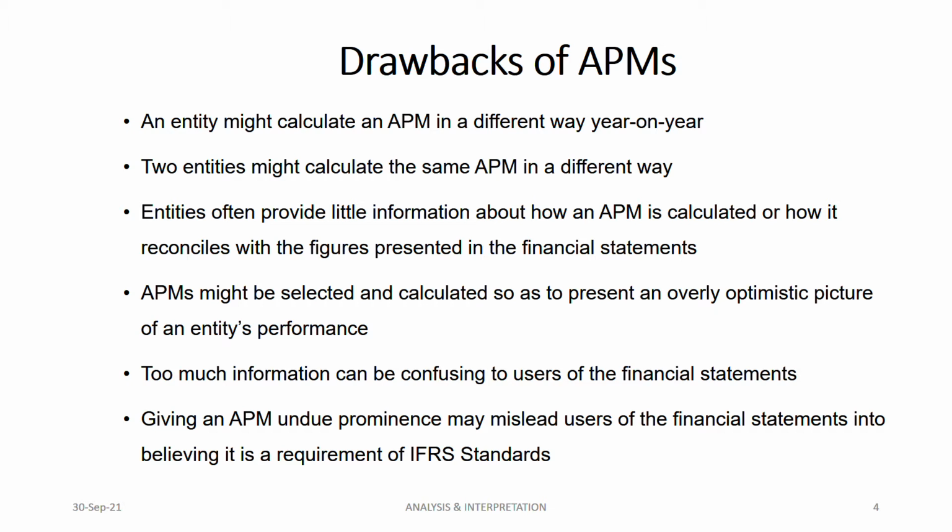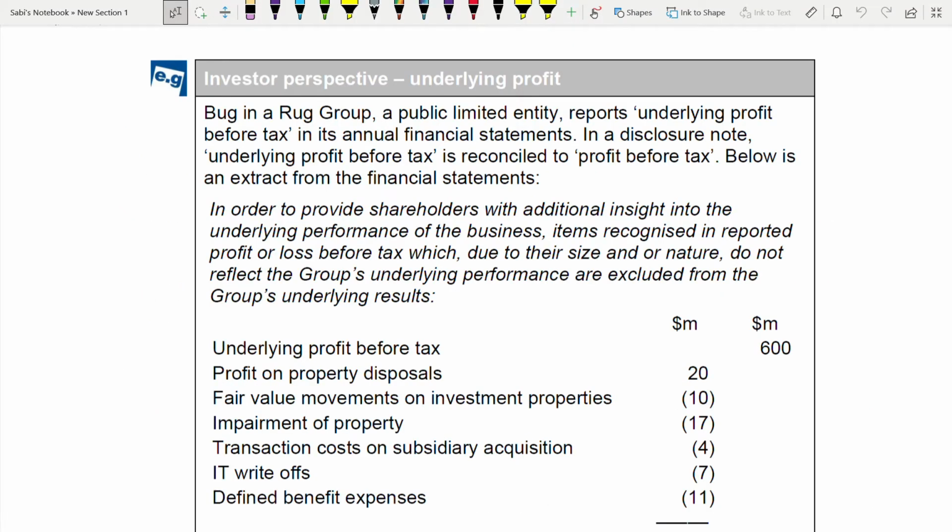Because of this, if the preparers give it so much importance, users think it's an IFRS requirement, and hence they underestimate or overestimate the performance of the company. So these are some drawbacks. You should know this, keep it in mind while writing your answers. And there's definitely a demo which I'll be showing you shortly on how to answer a question on this topic, APM, which has also come in your past papers very recently, so you should know it. Now let's start with some examples, two examples, and then a question based on APMs.